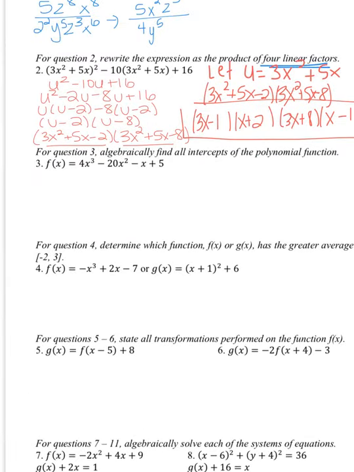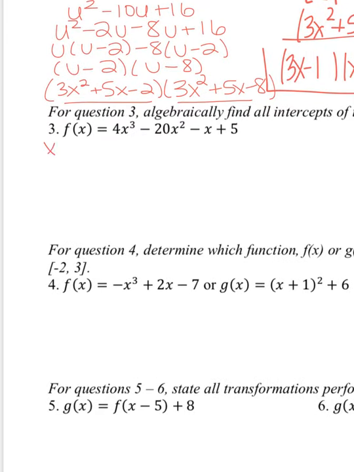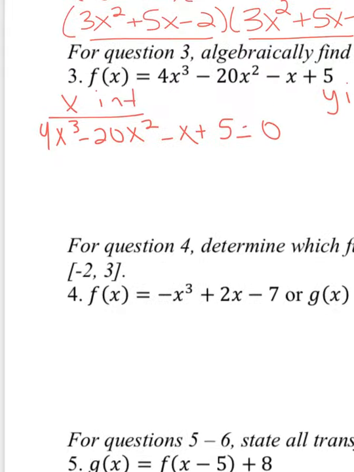Number 3, find all of the intercepts of the polynomial function. So all intercepts, that includes x-intercepts and y-intercepts. It wants you to do it algebraically, so no calculator. So x-intercepts are where y equals 0. So I write 4x to the 3rd minus 20x squared minus x plus 5 equals 0. I have to factor this to solve this equation.